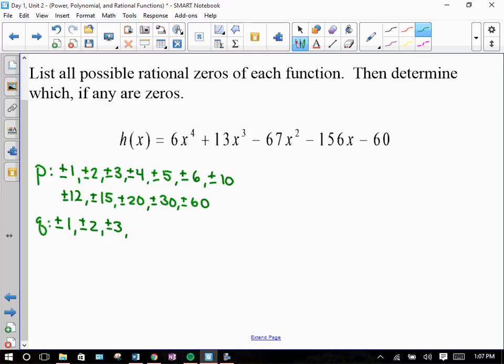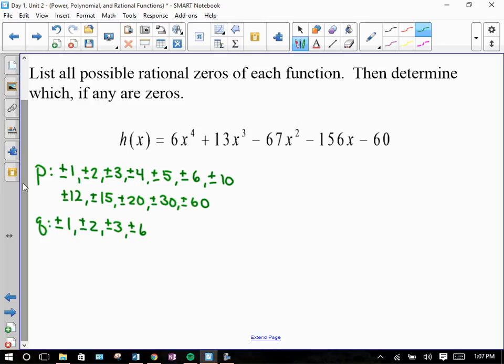Plus or minus 3, plus or minus 6. Alright? So after we have that, we actually need to find the possible rational zeros. We have not found the possible rational zeros yet. We have not done that. All we have done is put ourselves in position to find the possible rational zeros.